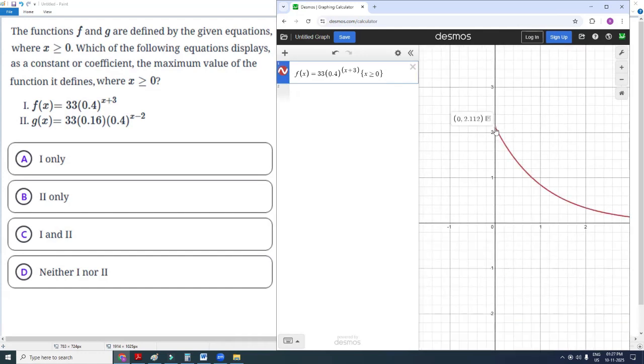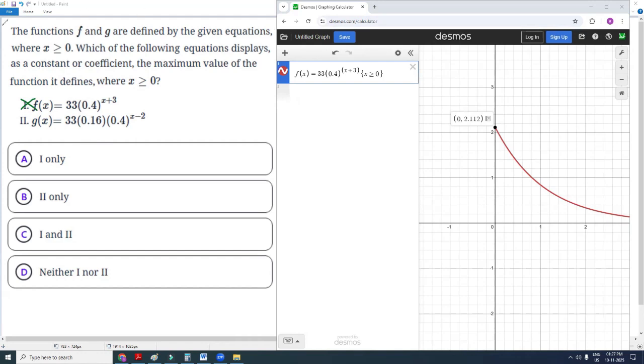Now let's consider the maximum point we have over here. That is 0, 2.112. To get the maximum value of the function f of x, we have to consider the y-coordinate of this maximum point, because we know that y equals f of x. Here the y-coordinate is 2.112, so this is the maximum value of the function f of x. Now we have to check whether this value is displayed as a constant or coefficient. No, it is not. So the first function f of x does not display its maximum value as a constant or coefficient. We can reject the first one.